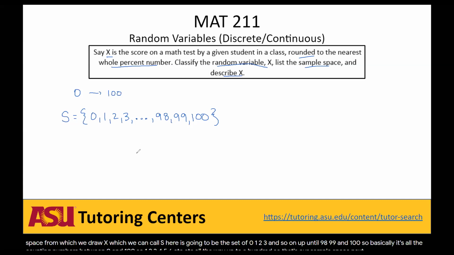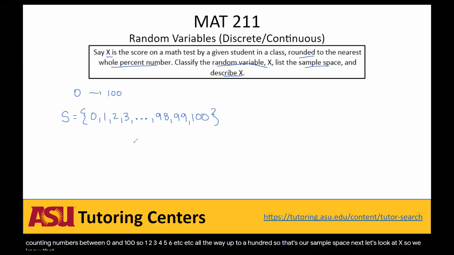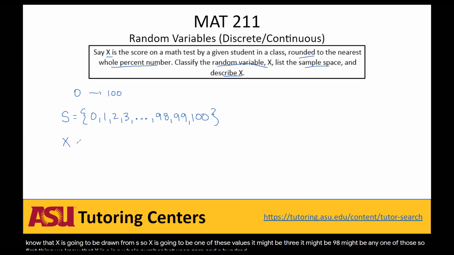Next, let's look at X. So we know that X is going to be drawn from S. So X is going to be one of these values. It might be 3, it might be 98, it might be any one of those. So first thing, we know that X is a whole number between 0 and 100. And that means that X is discrete.